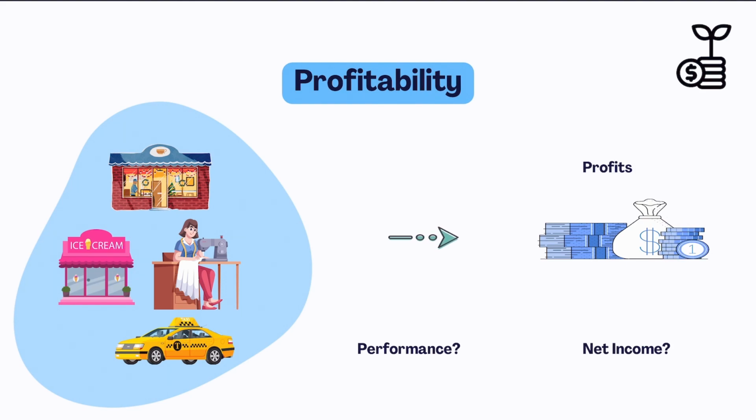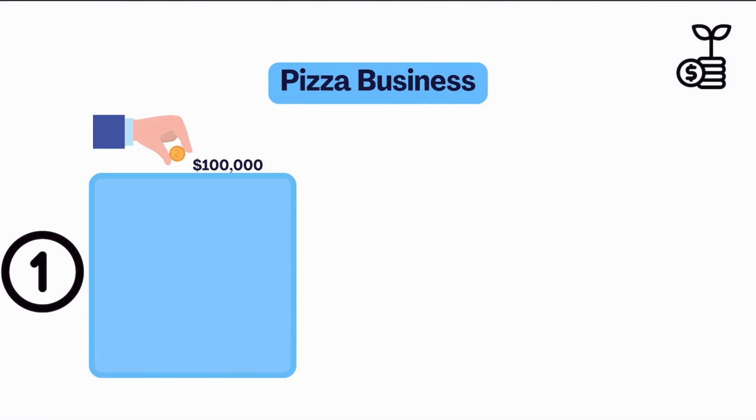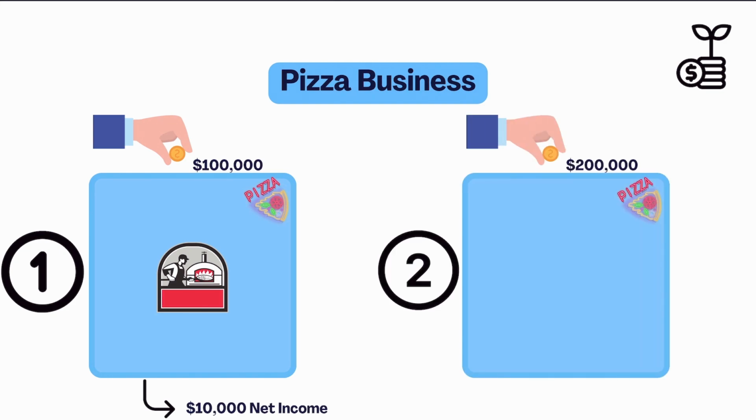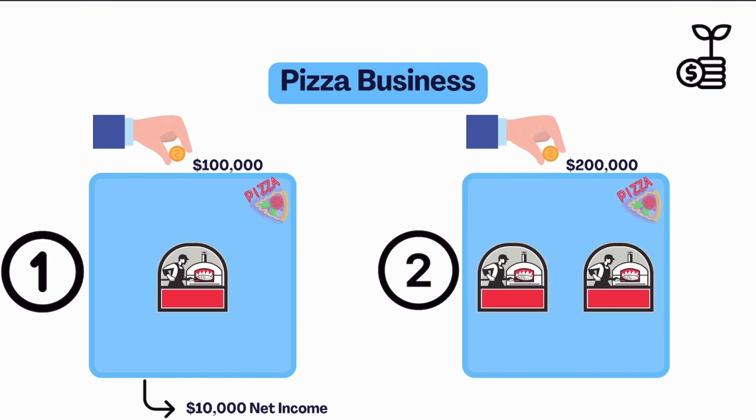For example, if I use $100,000 to buy an oven and start a pizza company at the beginning of the year, and after 1 year, the company made $10,000 as profit or net income, can we say that the company performed exceptionally? What if the same type of company was set up in the same location with $200,000 which was used to buy 2 ovens, and the company made $18,000 profit or net income by the end of the year?